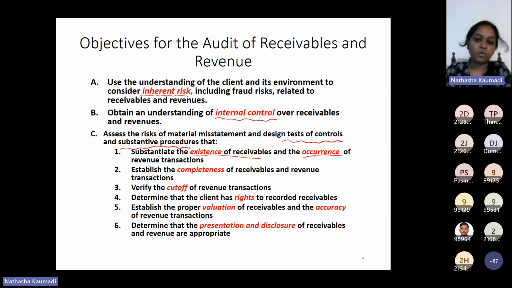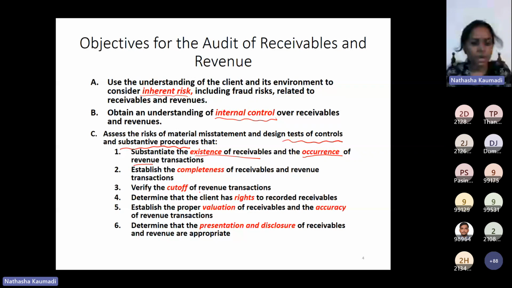So why occurrence for revenue? It is a class of transaction. Remember that: existence for account balances, occurrence assertion for class of transactions. So existence and occurrence, and then establish the completeness of the receivables and revenue transactions. Whether all these revenue transactions have been completely recorded, completeness should be there. Verify the cutoff of revenue transactions.